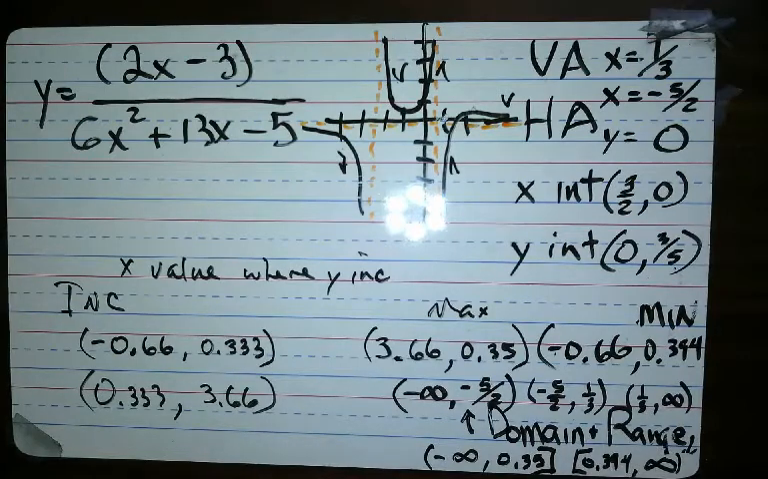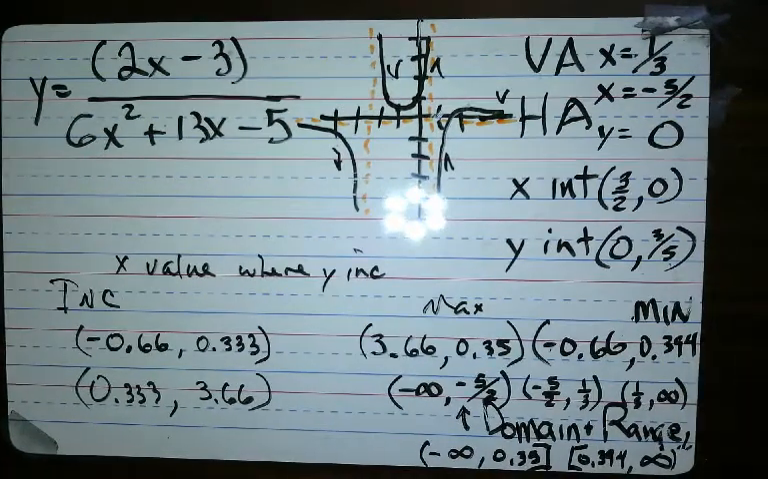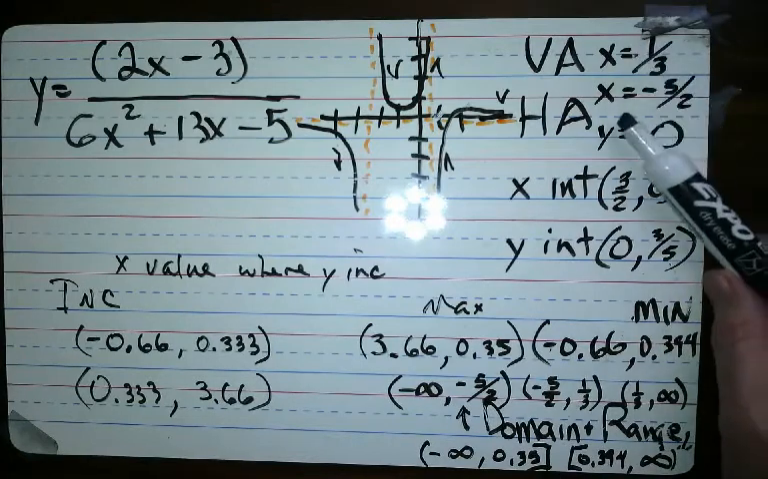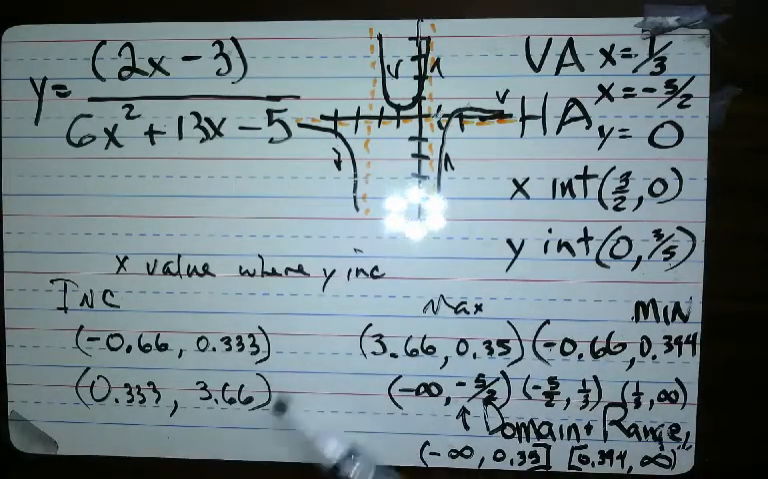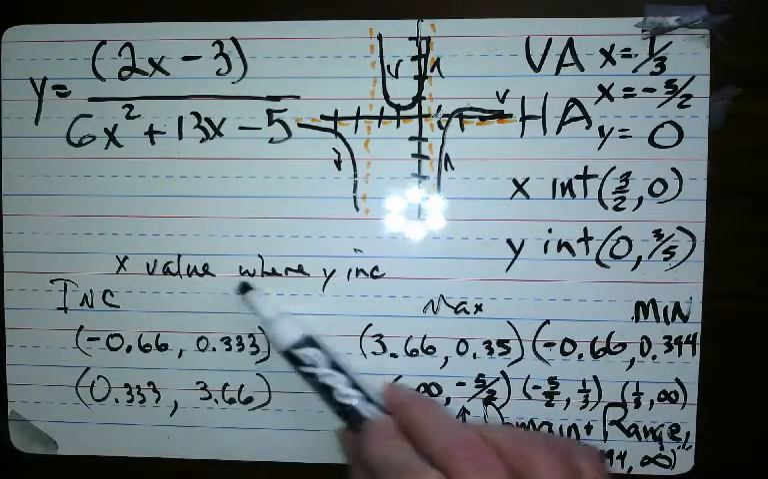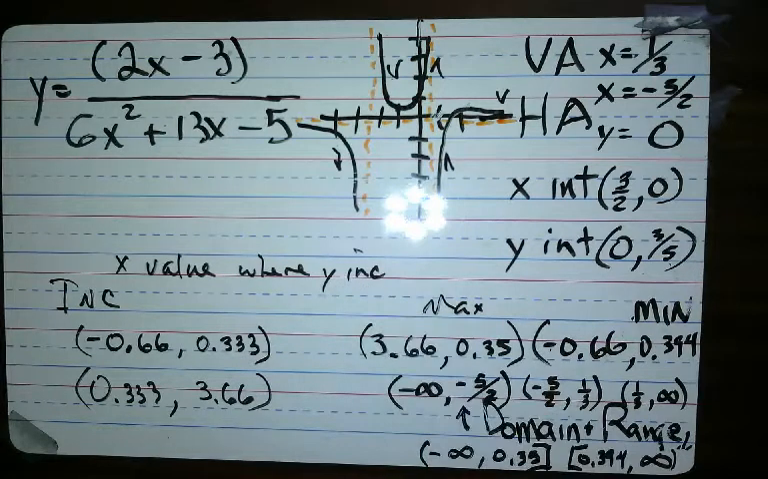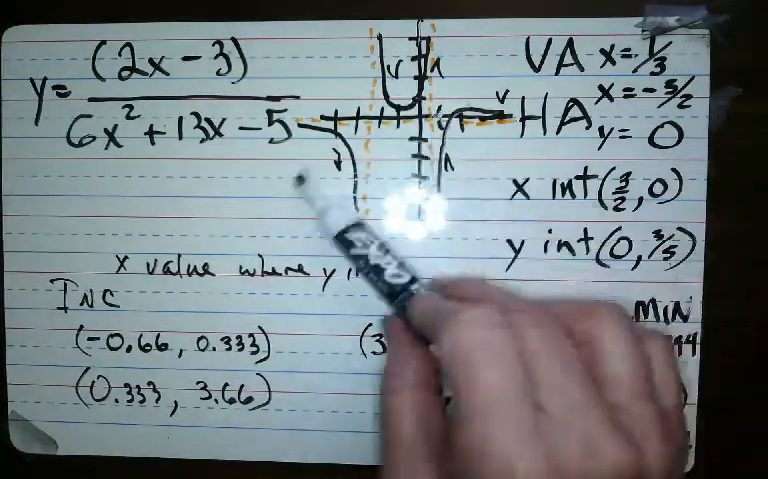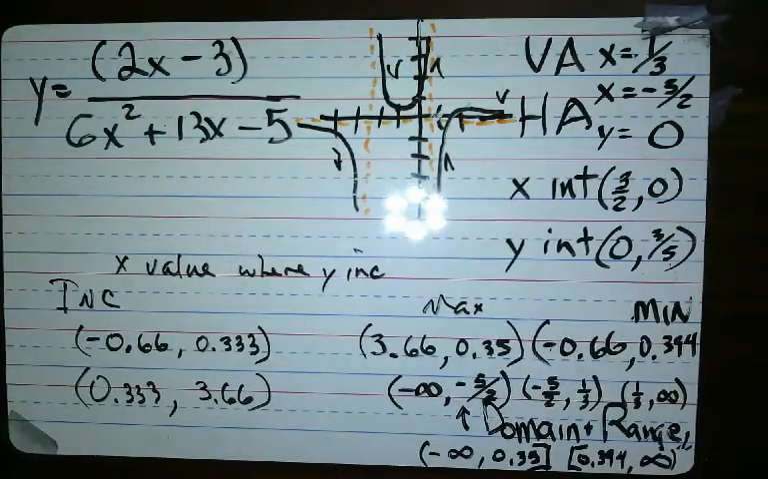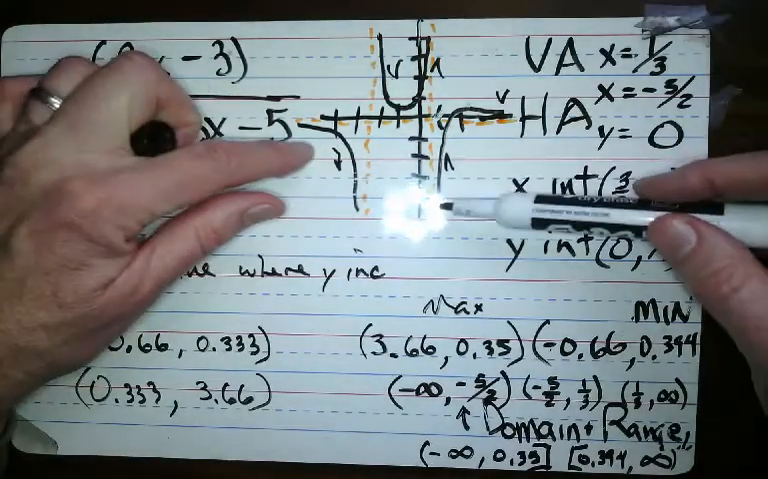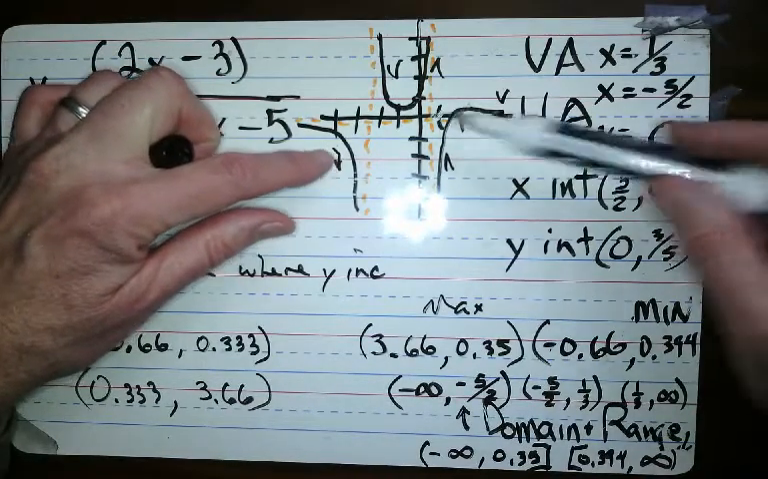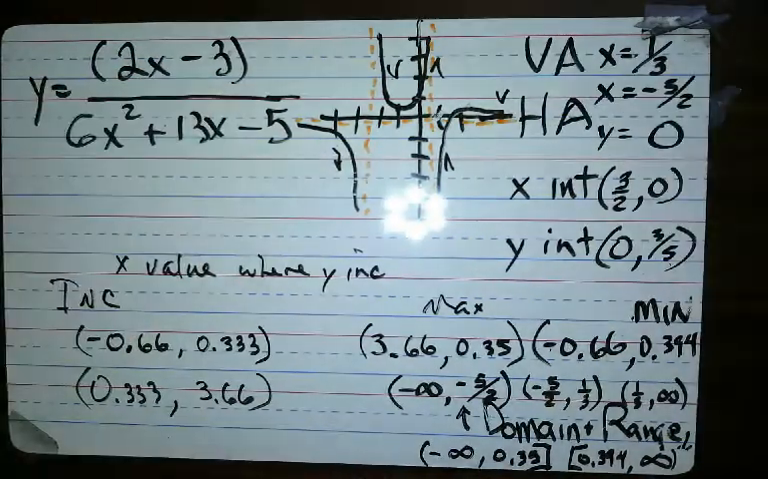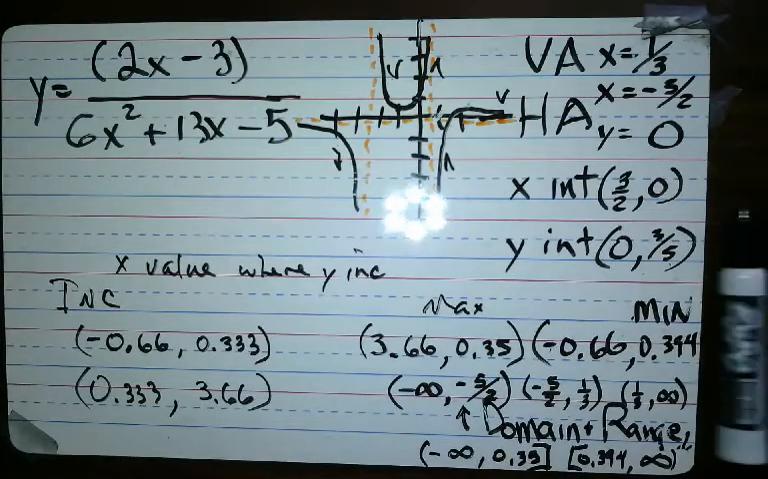So lo and behold, we did everything we were supposed to do. Find the vertical asymptote, horizontal asymptote, x-intercept, y-intercept, the max, the min, where is it increasing? What x values make the y numbers go uphill? That's my question. And then the domain is cut into three parts because there's three pictures. And the range has two parts because this one goes up to zero, but this one goes up past zero and then comes back down. So you use this side and this one. Ta-da! We're done with that guy.